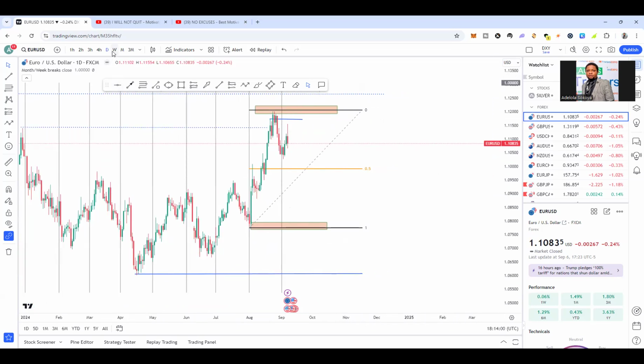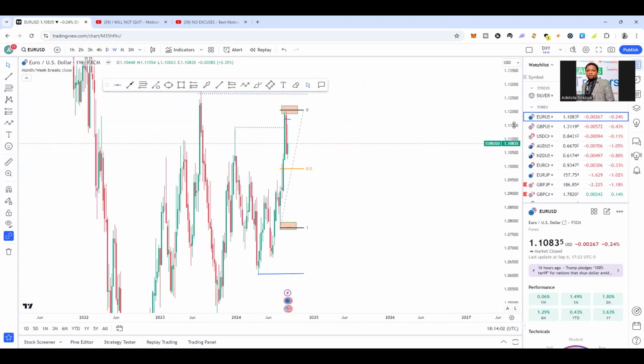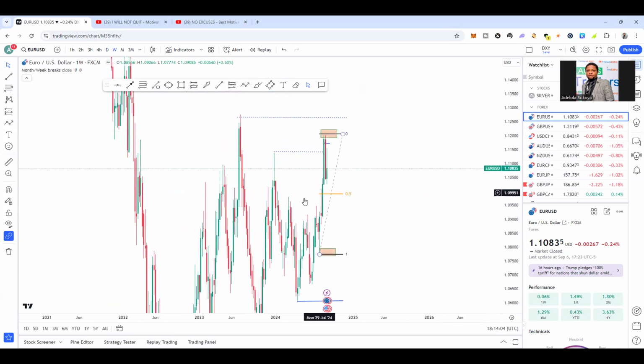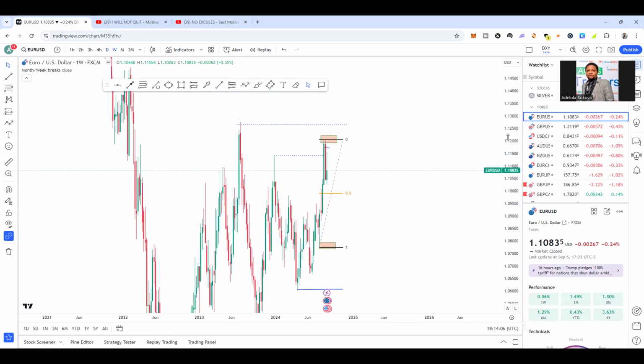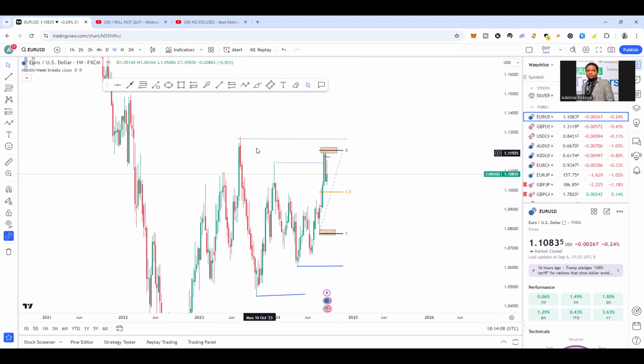If you now go to your weekly time frame, what you notice is that we have price pulling back. As you can see, the structure has played out. Price has created the structure for us. We have our main high. Don't forget our structural liquidity that we see. This is our structural liquidity.